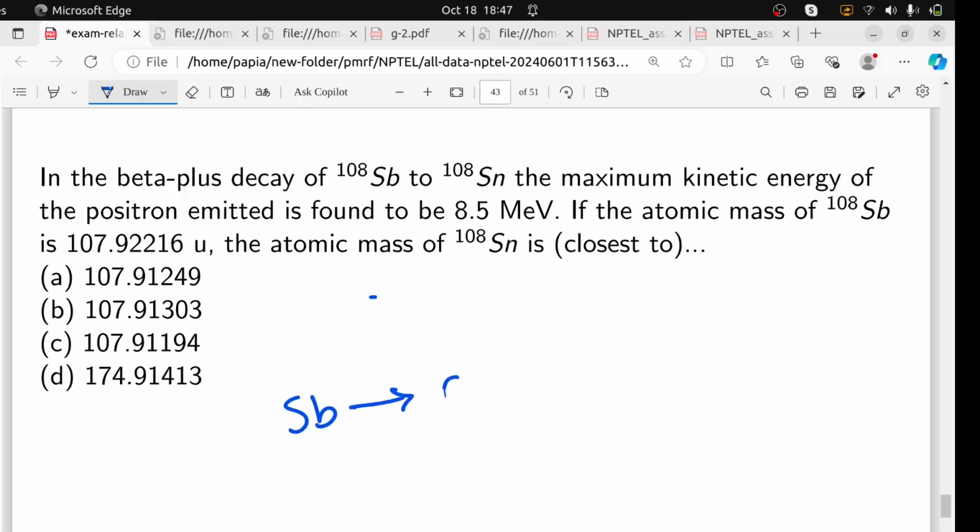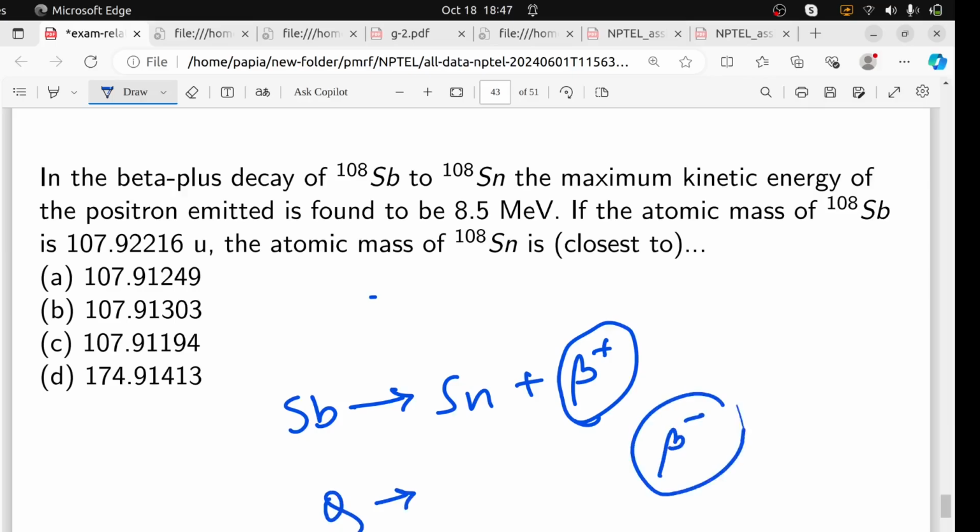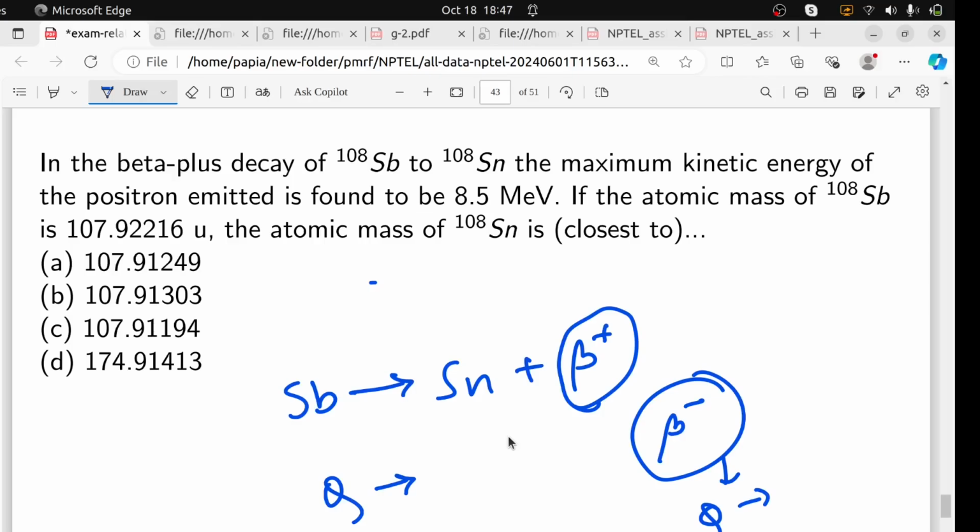I think I have told these things so many times in previous year assignment questions. Just remember one thing: when it is beta plus decay, there will be a Q value that is a little bit different. When it is beta minus decay, there will be a different Q value. Actually, they are giving the atomic masses. In terms of atomic masses, there will be some difference in the expression for beta plus and beta minus. For beta minus, the Q value will be simply the atomic mass of the parent nucleus minus the atomic mass of the daughter nucleus.